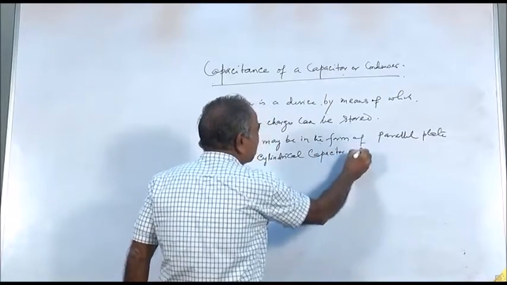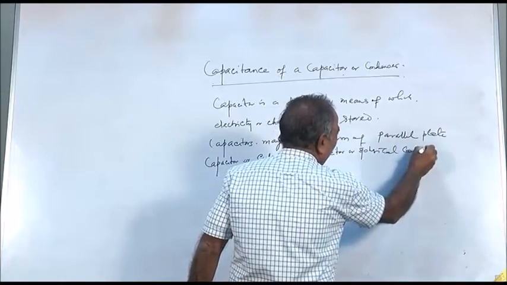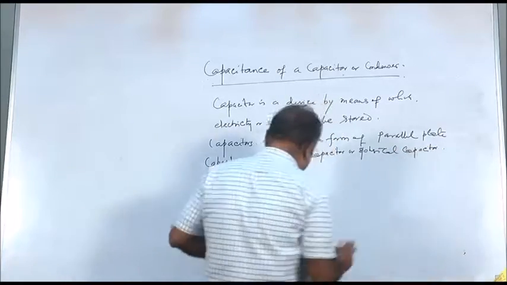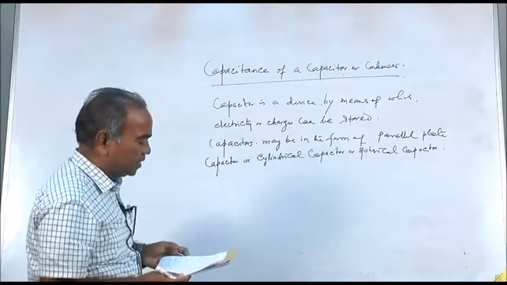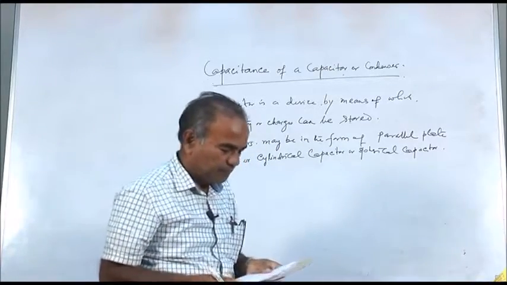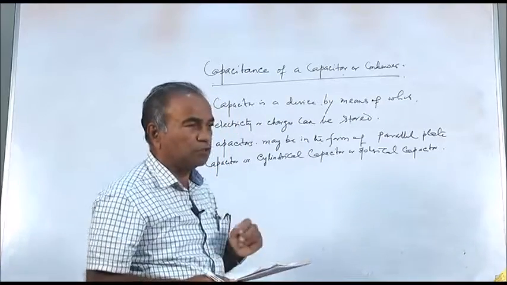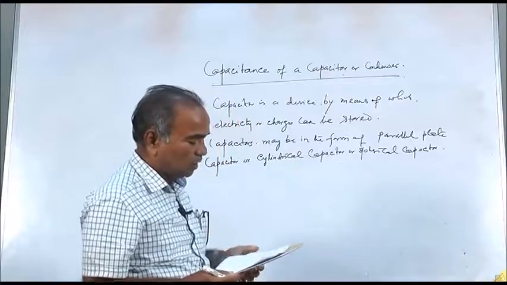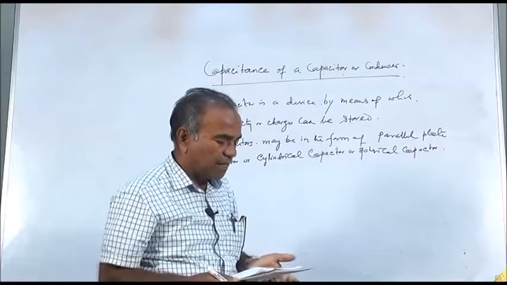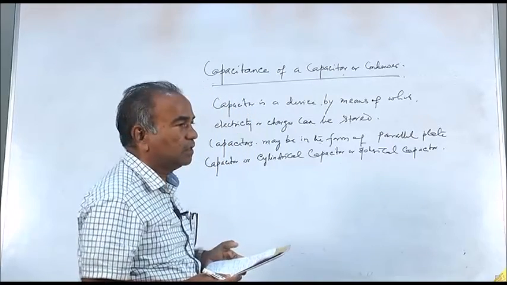Or spherical capacitor. And here we will mostly discuss regarding parallel plate capacitor. And depending on the dielectric used in between the two plates of the capacitor, the capacitors are named as air capacitor or mica capacitor or paper capacitor.